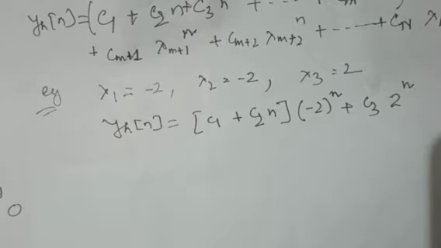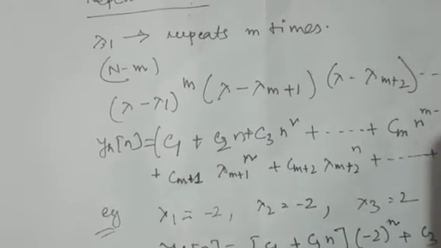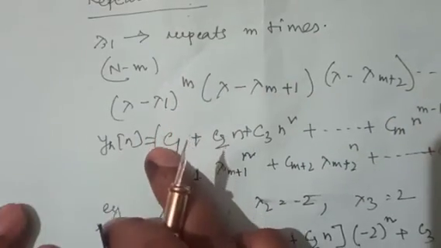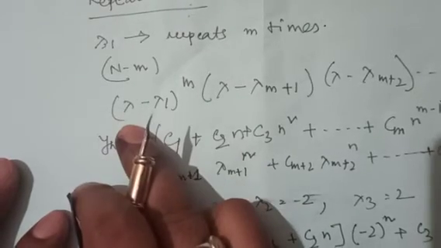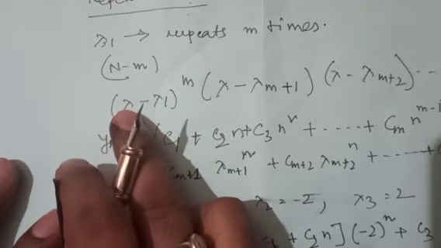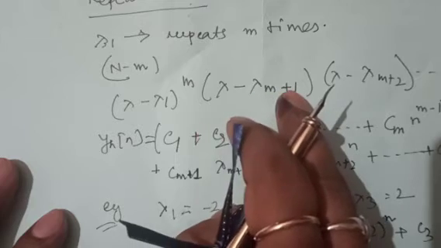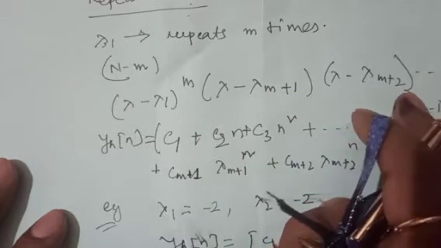So in case of the repeating root, suppose the first root lambda 1 repeats m times, then there will be remaining n minus m roots. Therefore we have lambda minus lambda 1 to the power m, lambda minus lambda m plus 1 into lambda minus lambda m plus 2, and so forth.